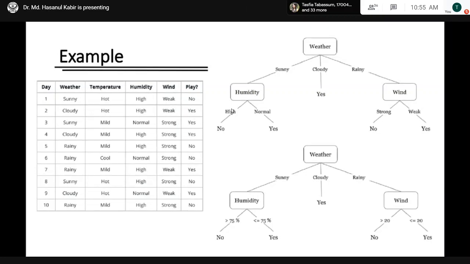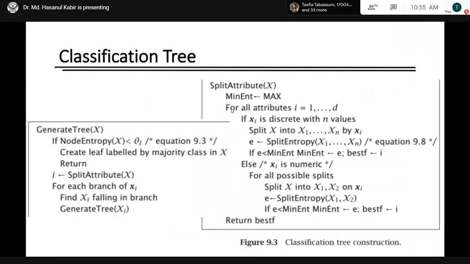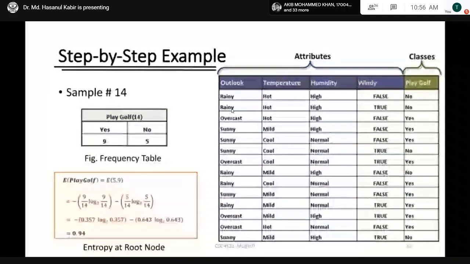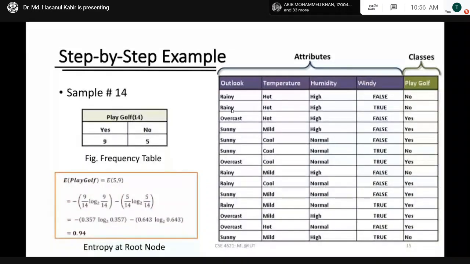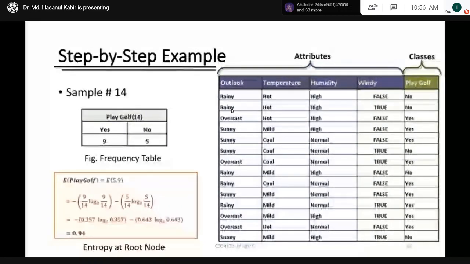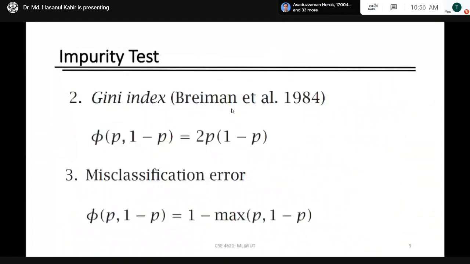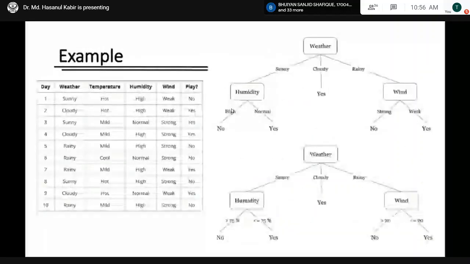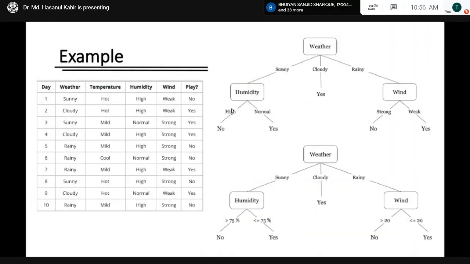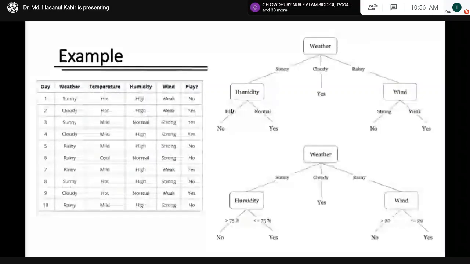Now, if I move back to the very beginning, I just want to show you this example, which I have at the very end. Let's say at the very beginning you tried to do the splitting, and you picked the outlook, whether it is sunny, rainy, or overcast, right? So at the very first split, which attribute did they use? They used the weather outlook, right?